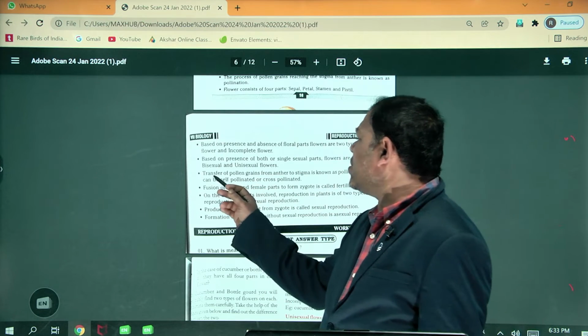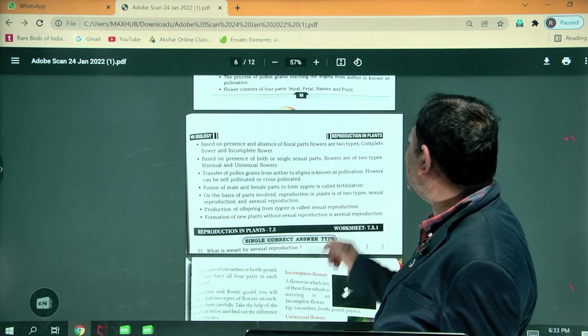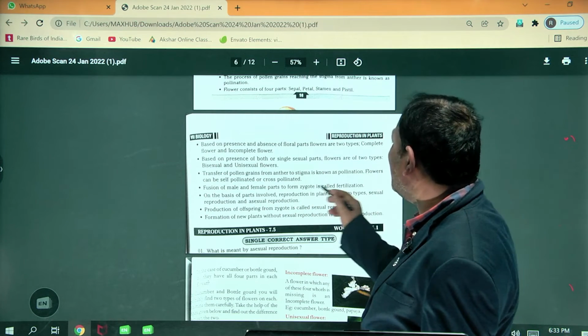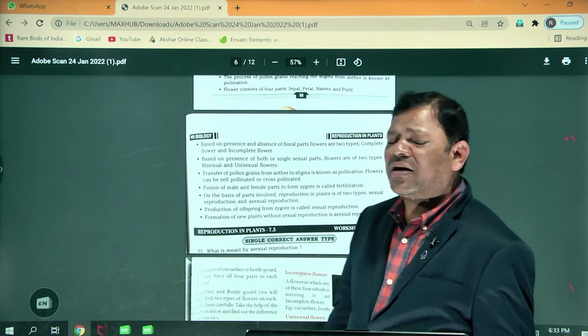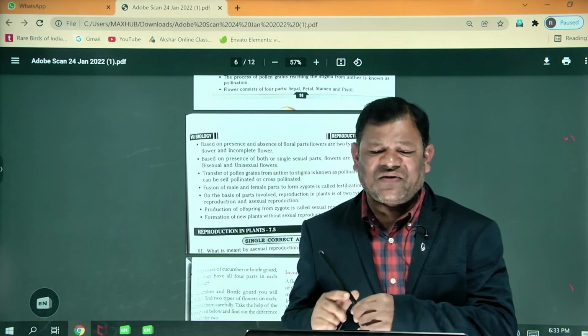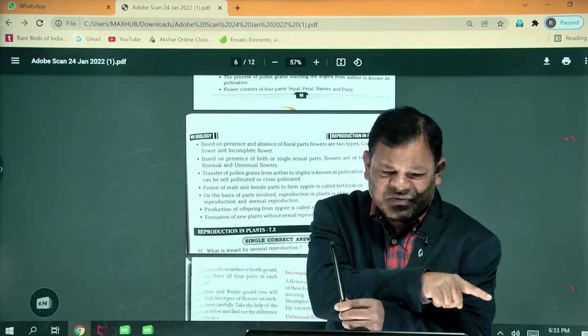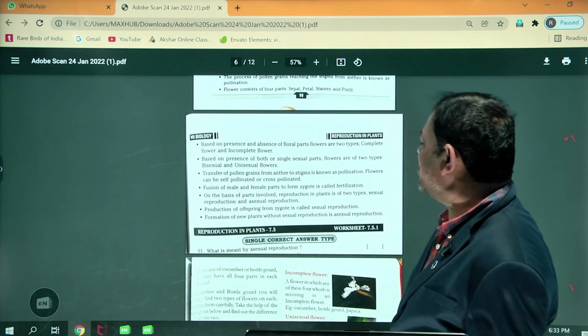Next, the transfer of pollen grains from the anther to the stigma is known as pollination. Flowers can be self-pollinated or cross-pollinated. When pollen grains reach the stigma of the same flower, it is self-pollination. When they reach the stigma of another flower, it is cross-pollination.